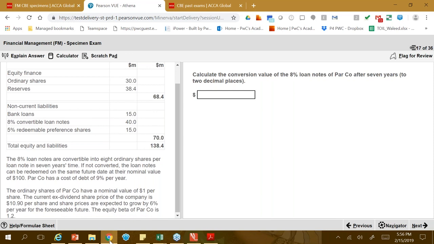So from this question 17, can you tell me how many shares the investors get in the future? If they decide to convert, how many shares are they going to get in the future? Yes, 8 ordinary shares. Right answer. Thank you. They will get 8 ordinary shares in the future.